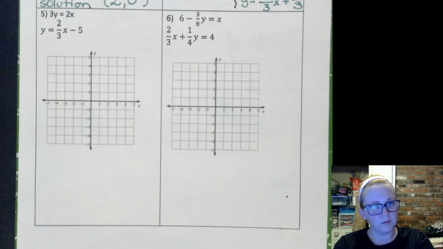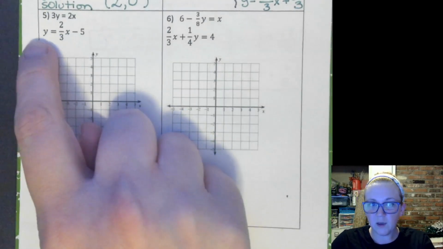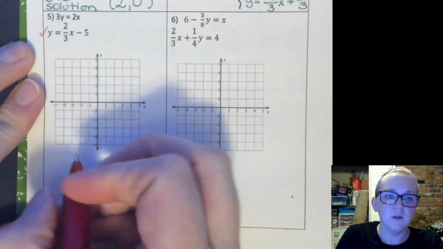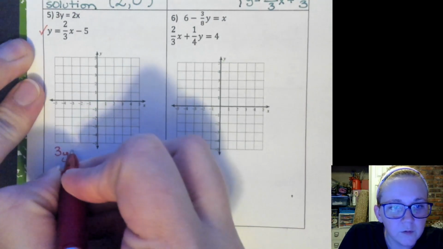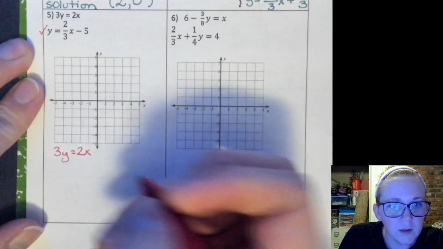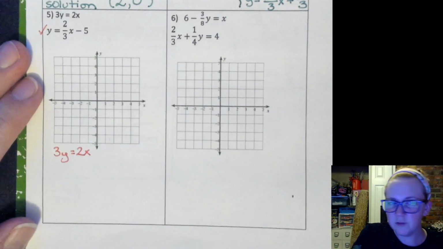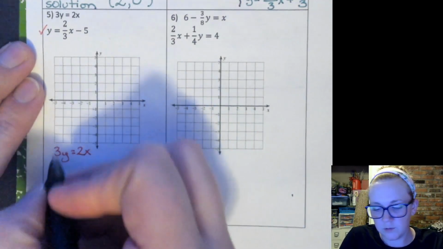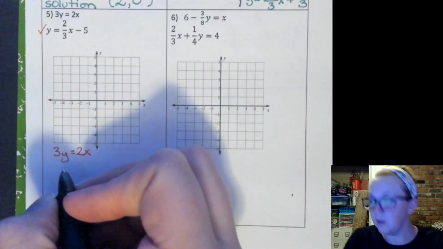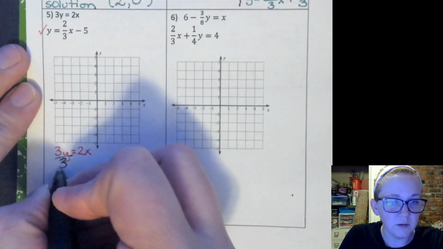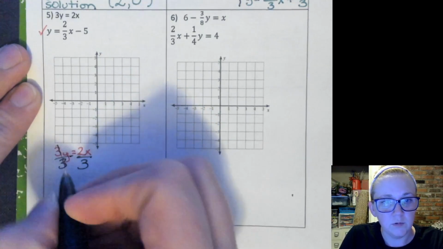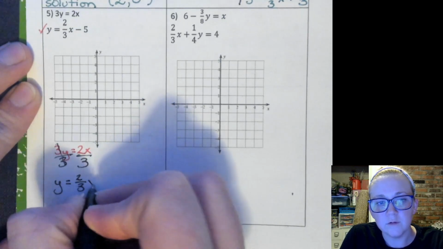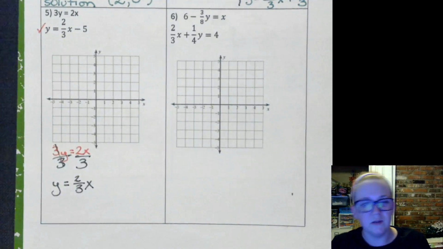Alright, so number 5. Alright, so we got one equation that says y equals, alright. Boom, got that one, but we gotta fix that one. We don't have to move the x over, but we do have to get rid of that 3, right? There's a number in front of the y. What are we supposed to do? Hopefully you said divide, so we're going to divide this by 3, divide this by 3, boom. We got y equals 2 thirds, right? Because 3 doesn't go into 2, it's just a fraction.